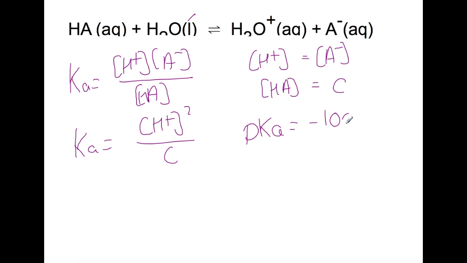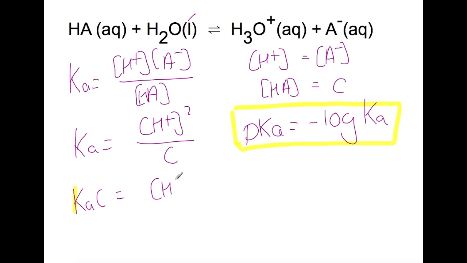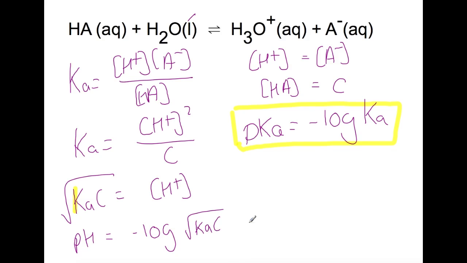pKa is the negative log of Ka, so another very important equation to remember. If we try and simplify this so that we can get pH, we know that pH is the negative log of your concentration of H+. So if we rearrange this equation here, so that we have H plus is equal to the square root of Ka times C. If we then take the negative log of each side, we end up with pH is the negative log of the square root of Ka times C.